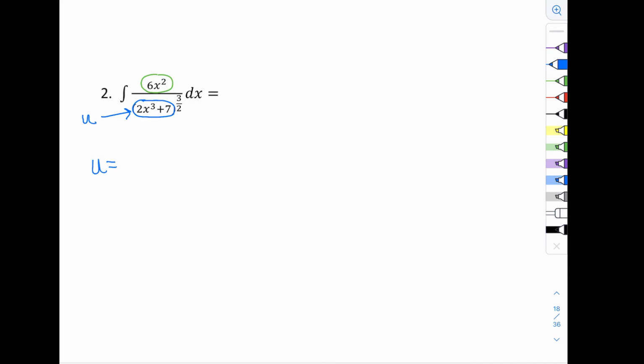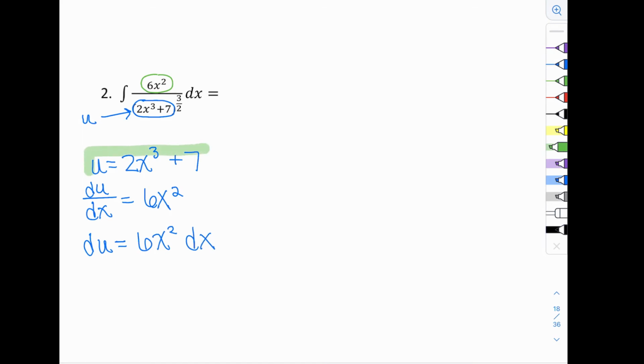So let's let u equal 2x cubed plus 7. And now let's take the derivative of u with respect to x, which is 6x squared. And then we want to isolate du. So it is the same thing as 6x squared dx. So we've got u and we've got du. And now we want to rewrite our integral with just u and du in the problem.